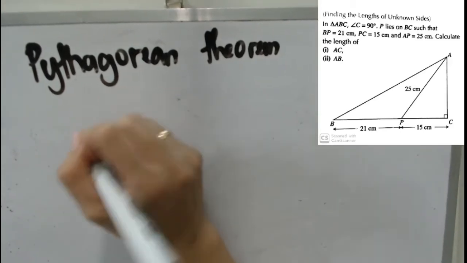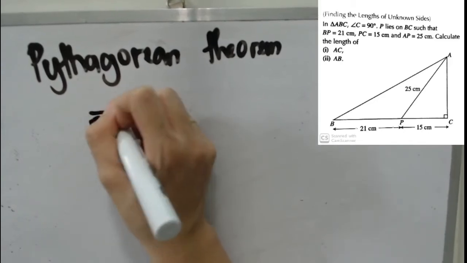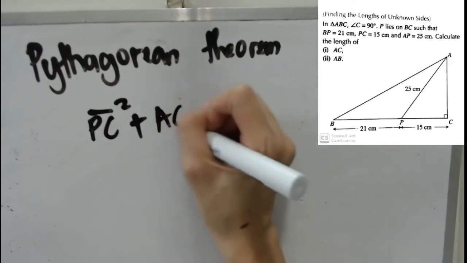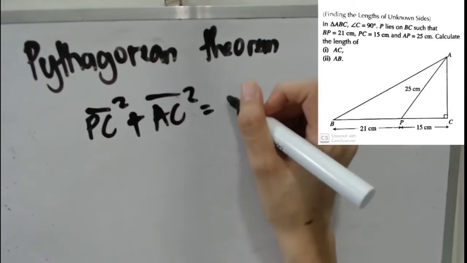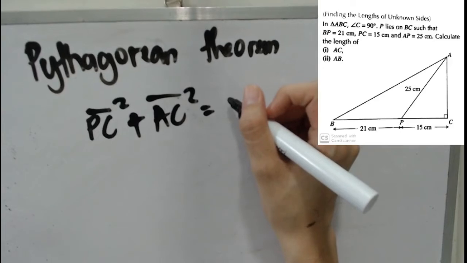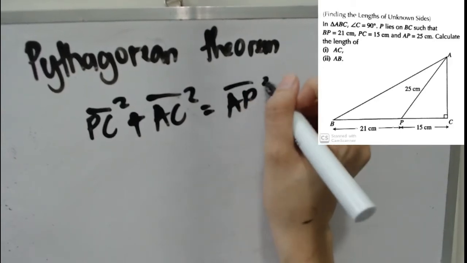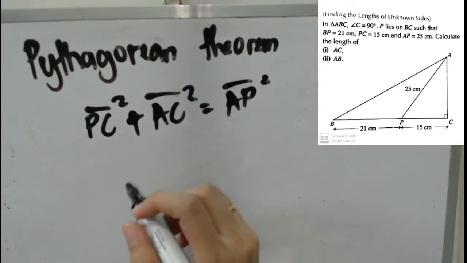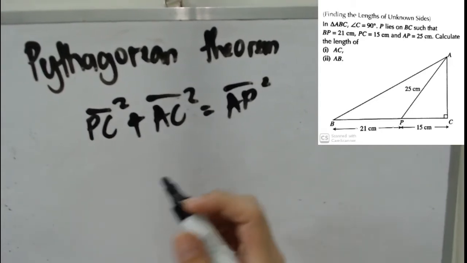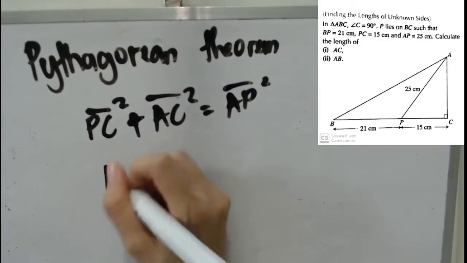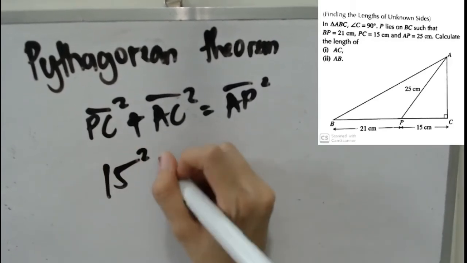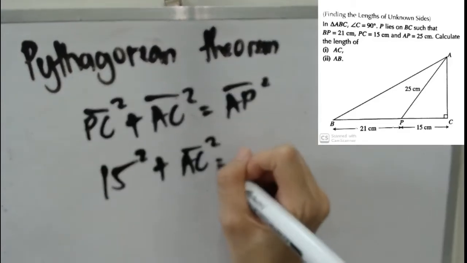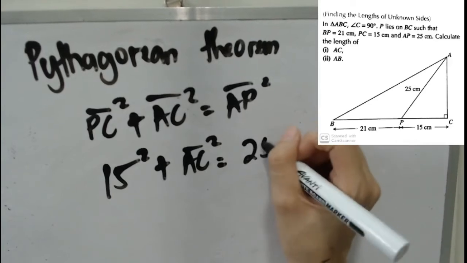We have here PC squared plus AC squared is equal to the hypotenuse AP squared. First, we are going to write down all the givens. PC is equal to 15 cm, and we need to square that, plus AC, which we need to find, so I just put it here, and then it is equal to 25 squared.